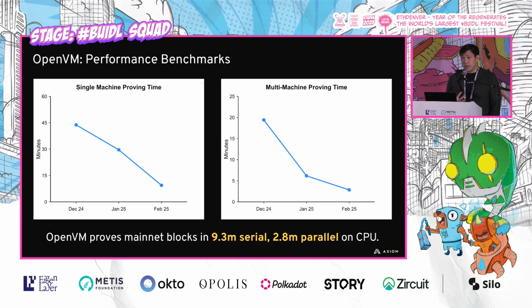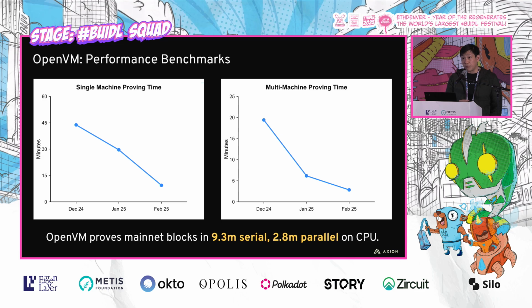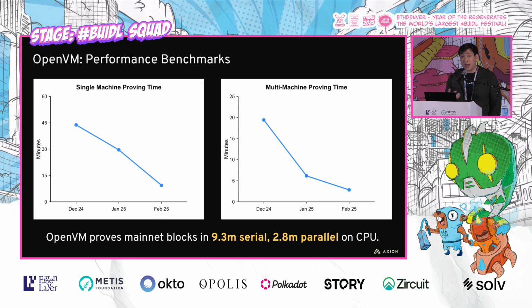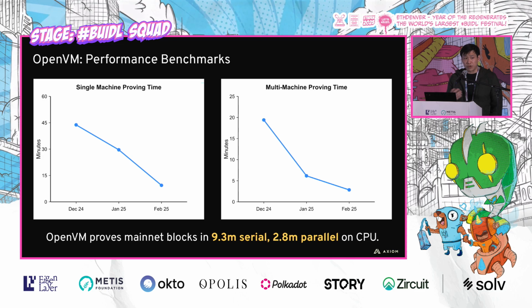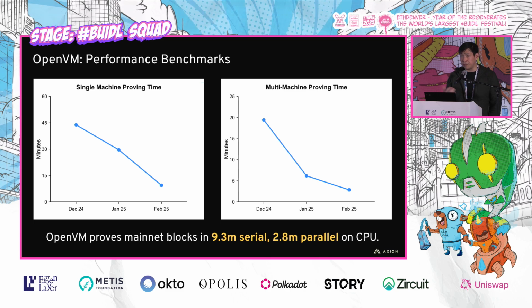In December, the single machine proving time was over 40 minutes, and the multi-machine proving time was around 20 minutes. So we've come down about 5 to 6x on both numbers since then. In the coming months, we're going to introduce GPU acceleration, and we expect some pretty significant decreases from these numbers from that.